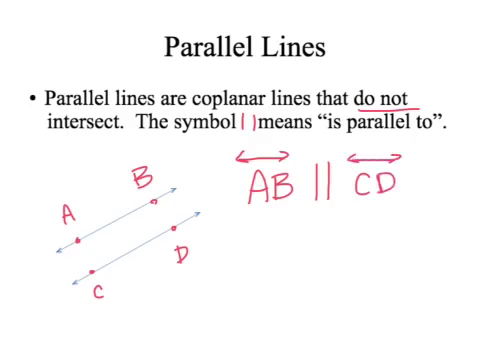Another way that you can mark things being parallel is by putting little arrows on them. So when you see two lines drawn with these arrows on them, that's the book or the picture trying to tell you that the lines are parallel. But this symbol, two straight lines next to each other, means parallel.